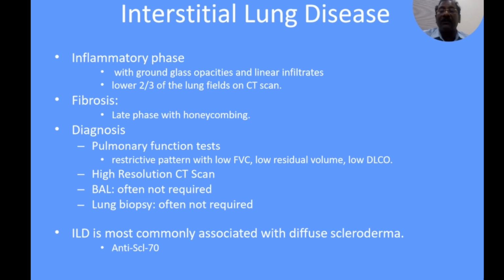HRCT is very important to diagnose ILD, and lung biopsies are not required. It is most commonly seen with diffuse scleroderma and anti-Scl-70 antibodies.